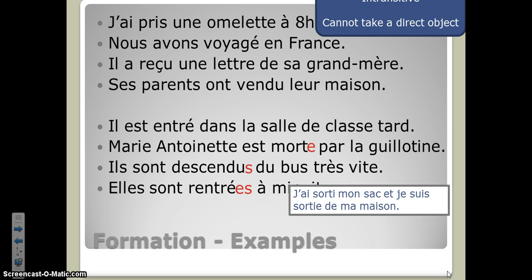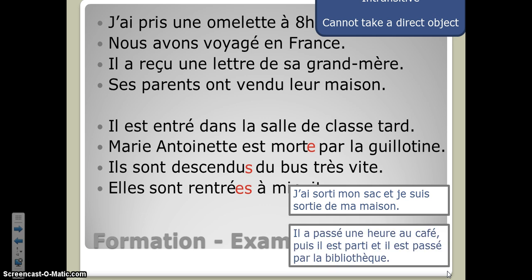So, if we're looking at the example that I gave you earlier, when we use sortir two different ways. When we use sortir with avoir, we do not make agreement because of that direct object. But when we use sortir to go out of, je suis sorti de ma maison, notice that we add an I onto sortir because I'm using être as the helping verb. So the key is that être gets a little extra.